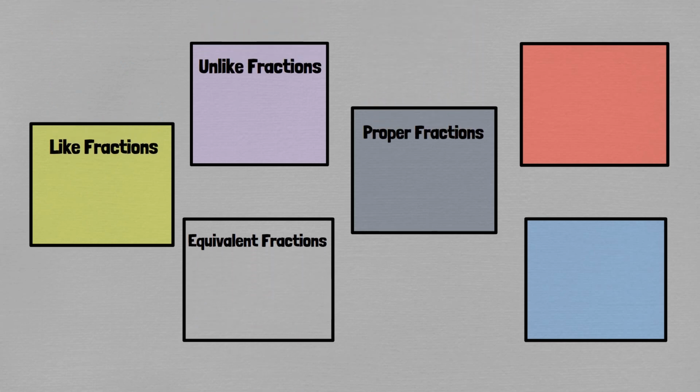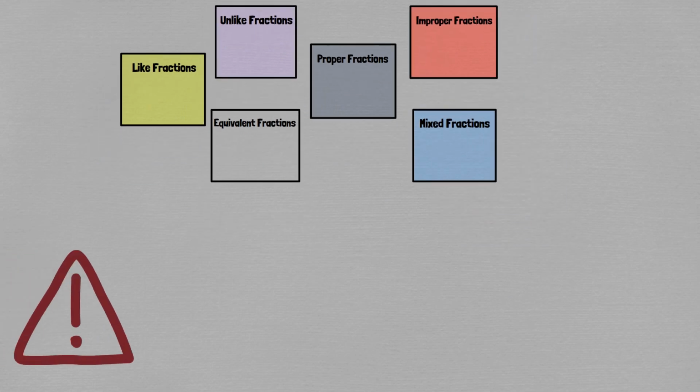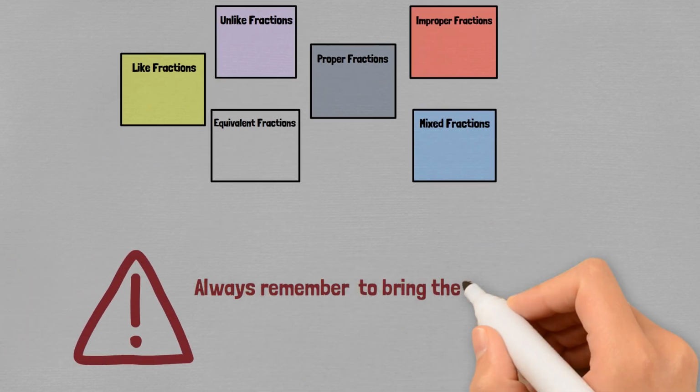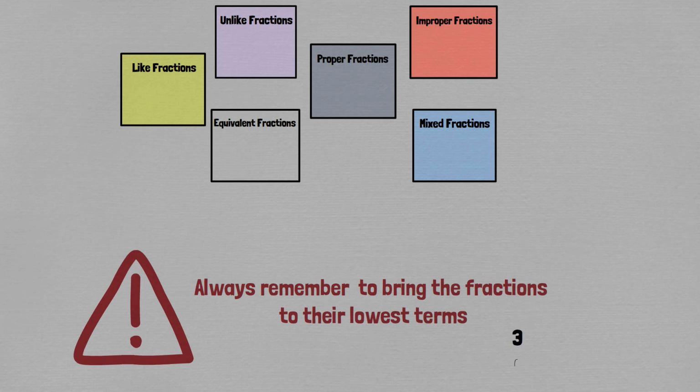In math, we generally distinguish between 6 types of fractions, although some mathematicians would argue that there are more. The types we want to learn about today are like fractions, unlike fractions, equivalent fractions, proper fractions, improper fractions, and mixed numbers, also known as mixed fractions. Before comparing one or two fractions in order to determine their type, we might need to bring the fractions to their lowest terms. This simplifies our work and decreases the chance of making a mistake.